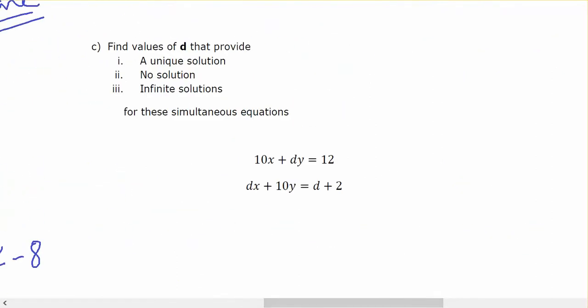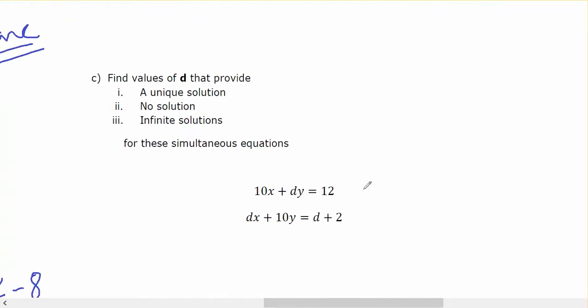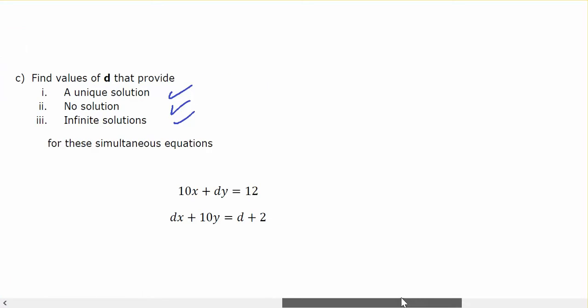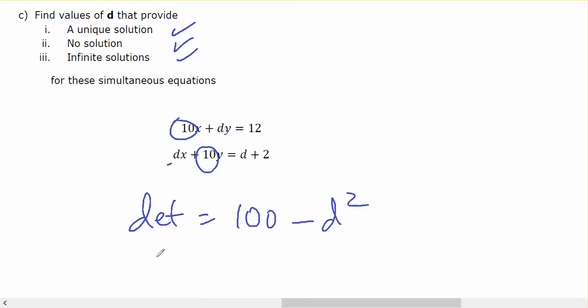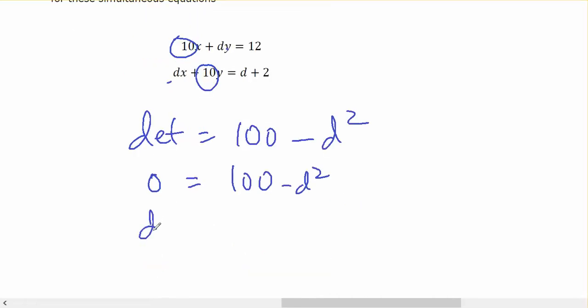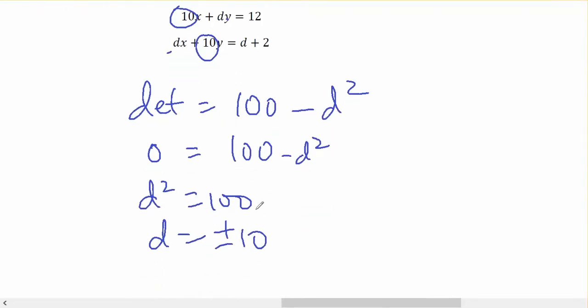And lastly, part C, find the values of D that give me unique, none, or infinite. So we're looking for all the possible values, all the possible answers. Okay, the determinant's going to be 10 times 10, or 100, minus D times D, which is D squared. If the determinant equals 0, then I'm looking for D squared equaling 100, therefore D equals plus or minus 10. So straight away, D equaling plus or minus 10 will give me parallel.